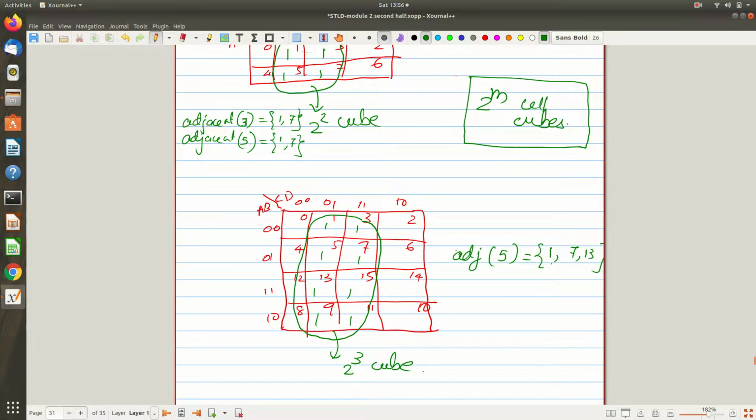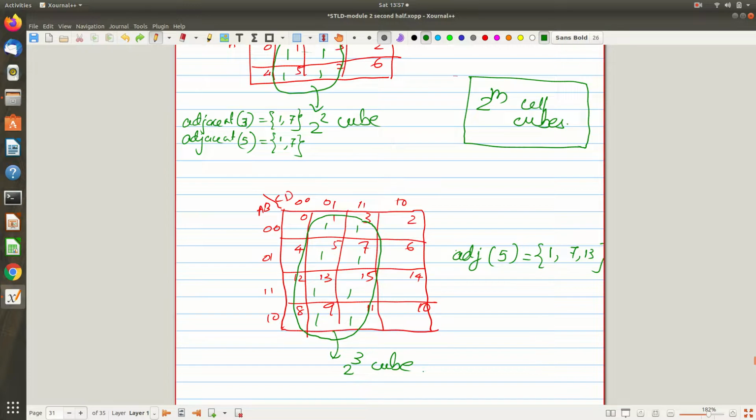So actually what is happening, when we are moving from 5 to 1, there is a chance that one variable will get eliminated. You can see that across this 5 and 1, this b is eliminated, right? Similarly, across this 5 to 7 transition, the variable c is getting eliminated because c is changing from 0 to 1. And you know the reason, everything that we discussed in the last class. Similarly, when I move across this 5 to 13, you can see that the variable a is eliminated.